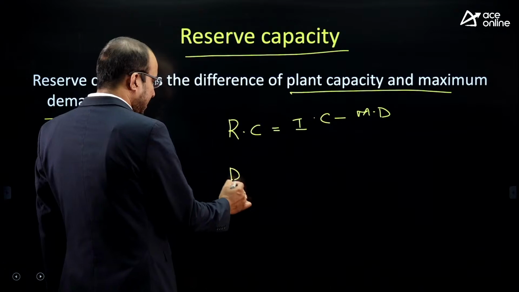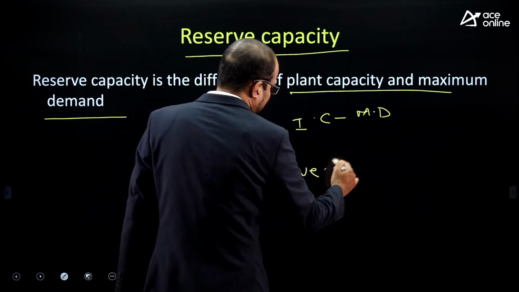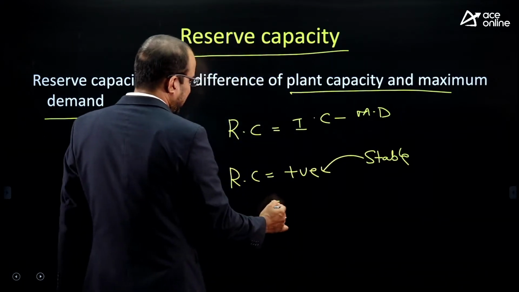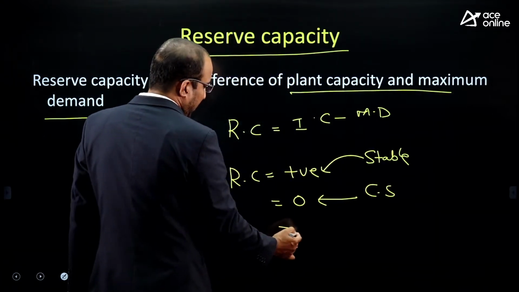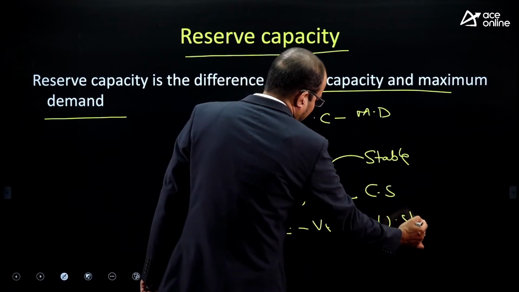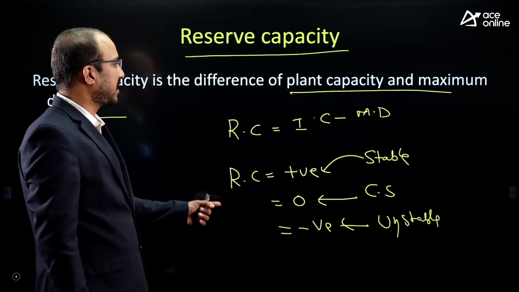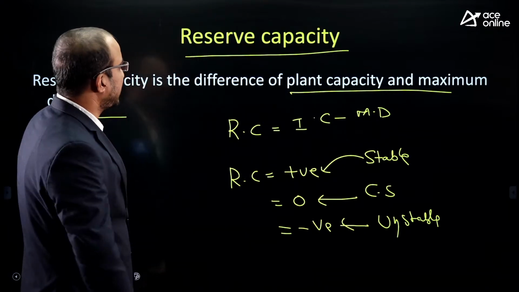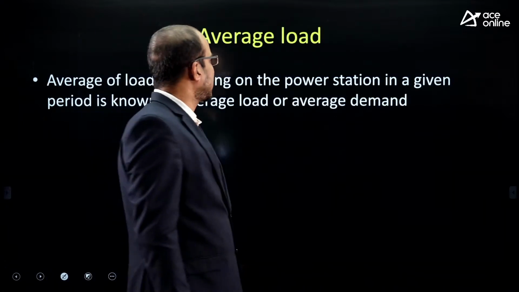So we can say that if reserve capacity is positive, then installed capacity is greater than maximum demand, and the system is stable. If the reserve capacity is 0, then the system is critically stable. If the reserve capacity is negative, then the system is unstable. Reserve capacity is the difference of plant capacity and maximum demand.